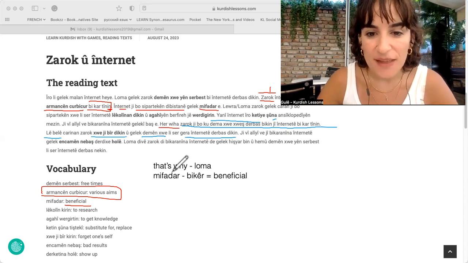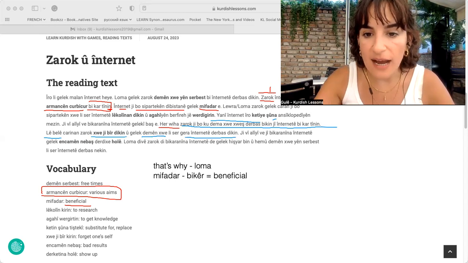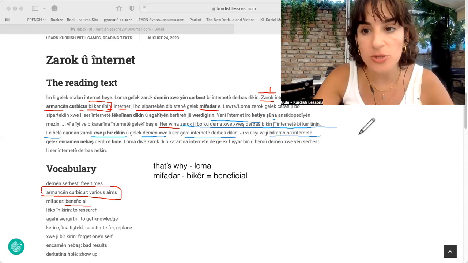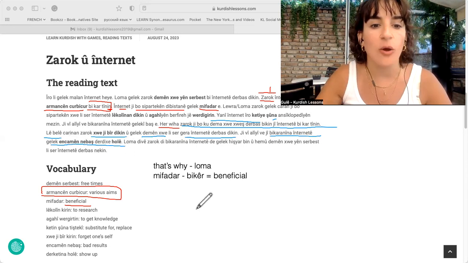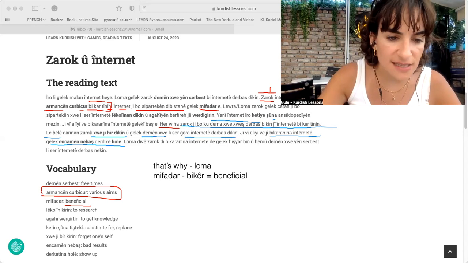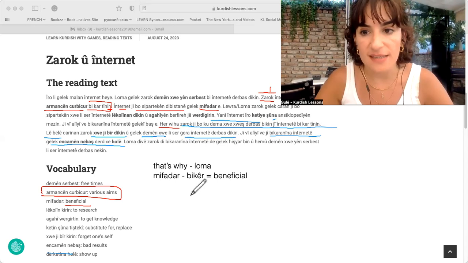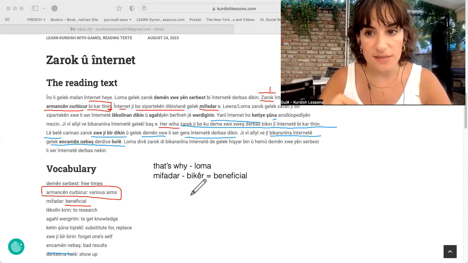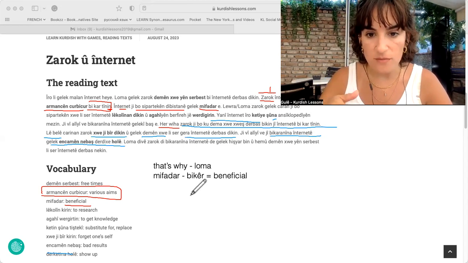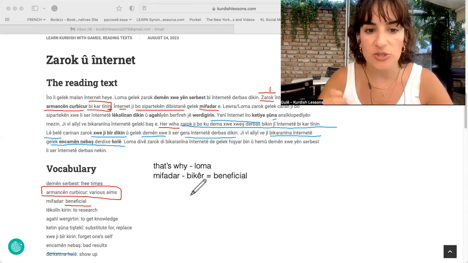Okay. So ji aliyê vî ve, like from this point of view, bikaranîna internetê, the usage of internet, gelek encamên nebaş derdixe holê. So here it's not derketin but derxistin, holê to create. Okay. So from this point of view, the usage of internet shows many bad results. Encamên nebaş derdixe holê.